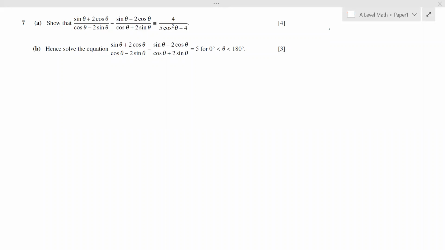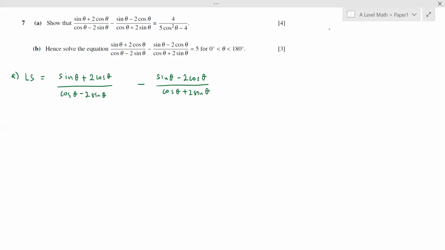7 part A, we need to prove the given identity. To prove the given identity, we start from the left side. And we have (sine theta plus 2 cos theta) over (cos theta minus 2 sine theta) minus (sine theta minus 2 cos theta) over (cos theta plus 2 sine theta).